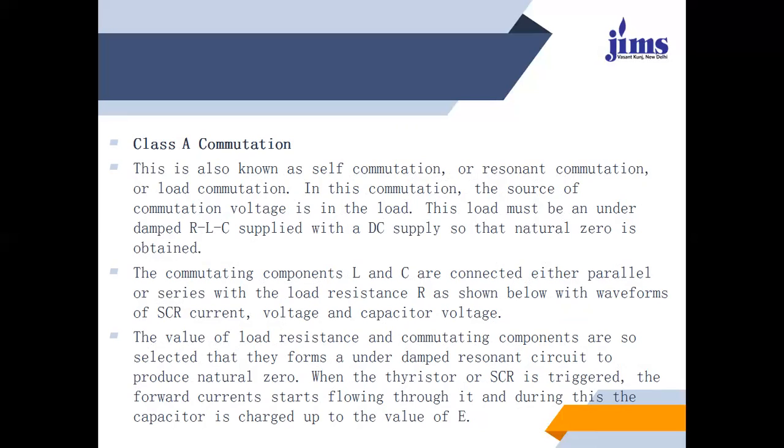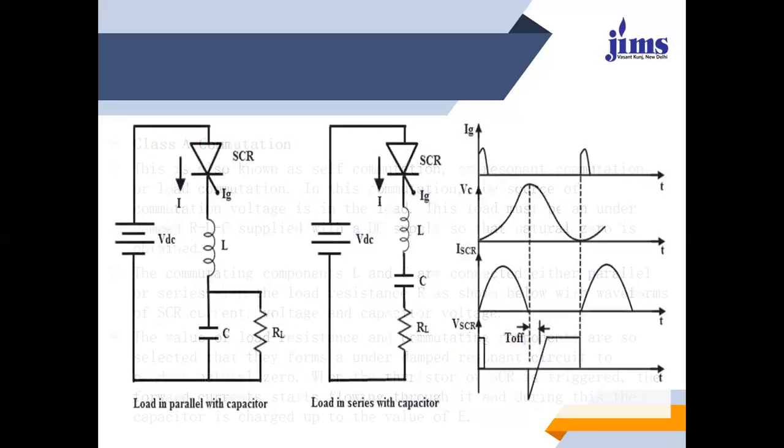The waveforms of SCR current, voltage and capacitor will be discussed later on. The values of load resistance and commutating components are so selected that they form an under-damped resonant circuit to produce a natural zero. When the thyristor or SCR is triggered, the forward current starts flowing through it, and during this the capacitor is charged up to the value of E.